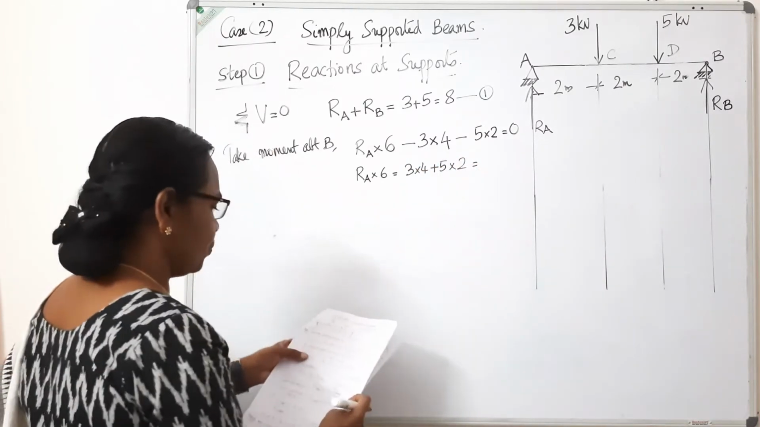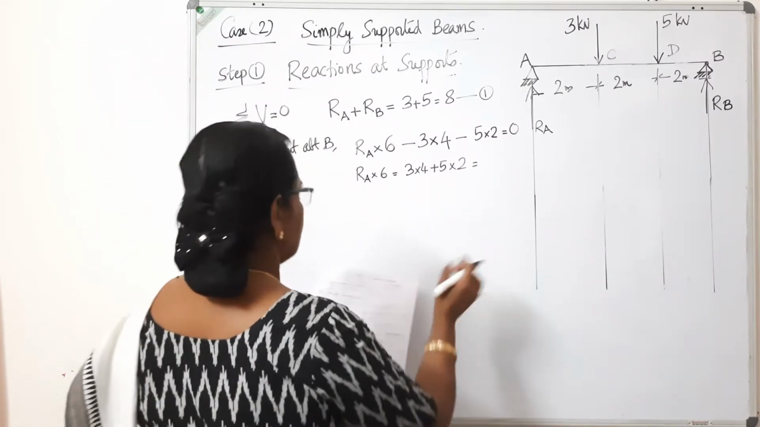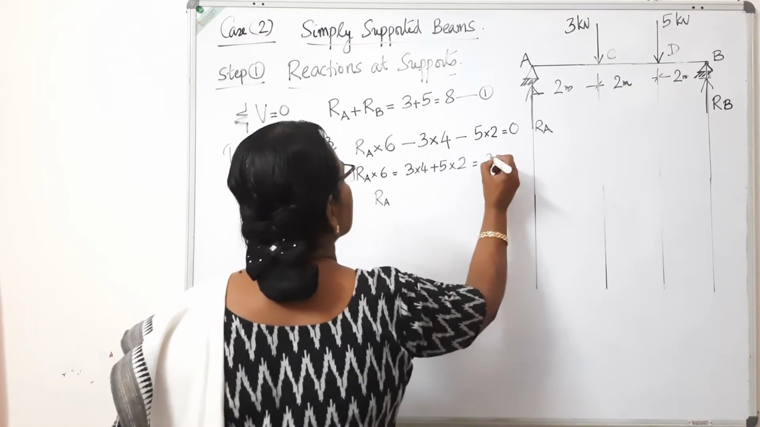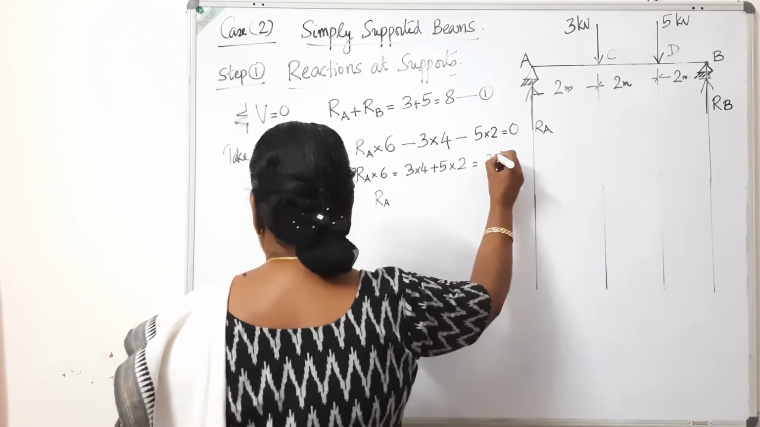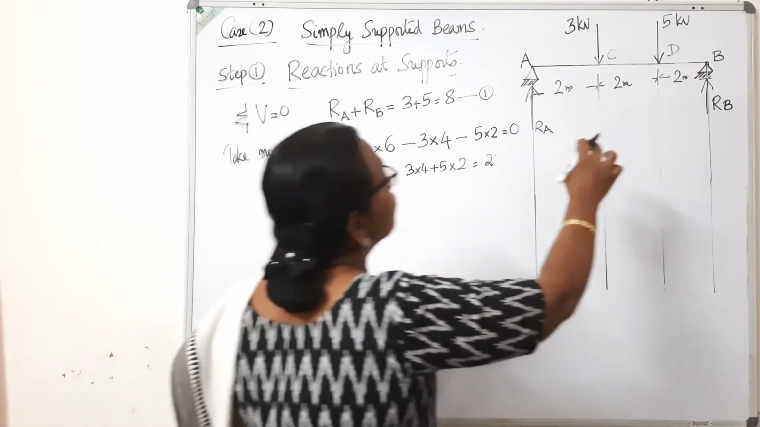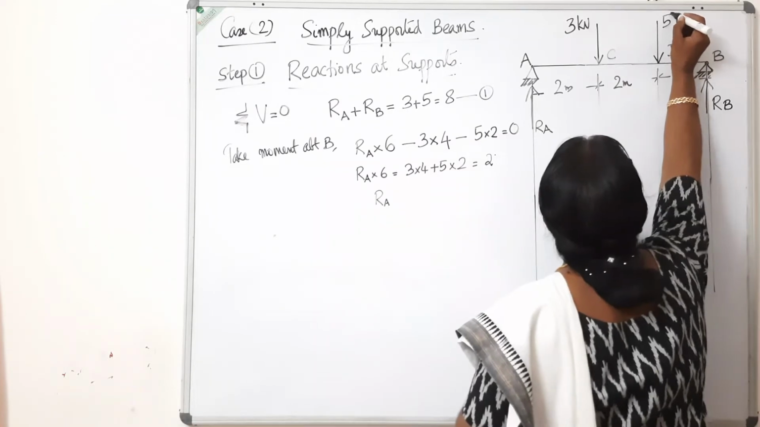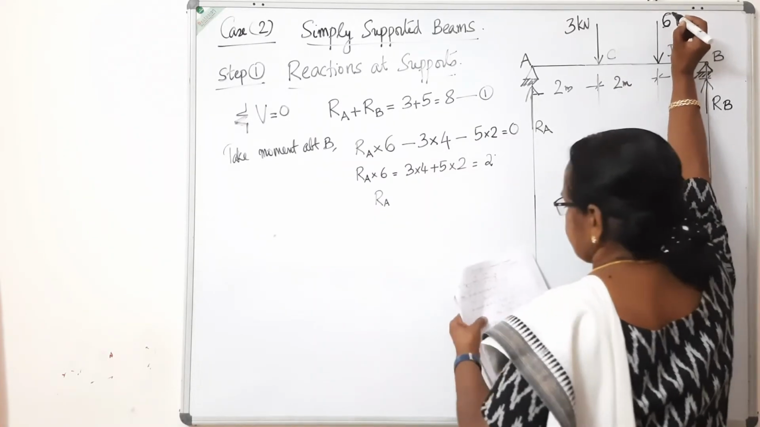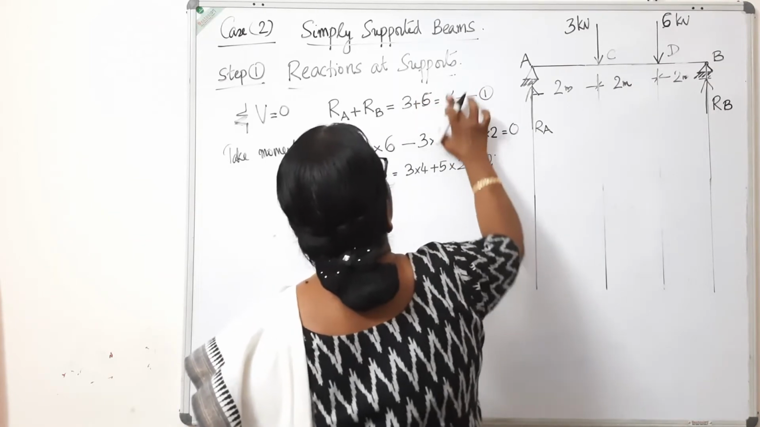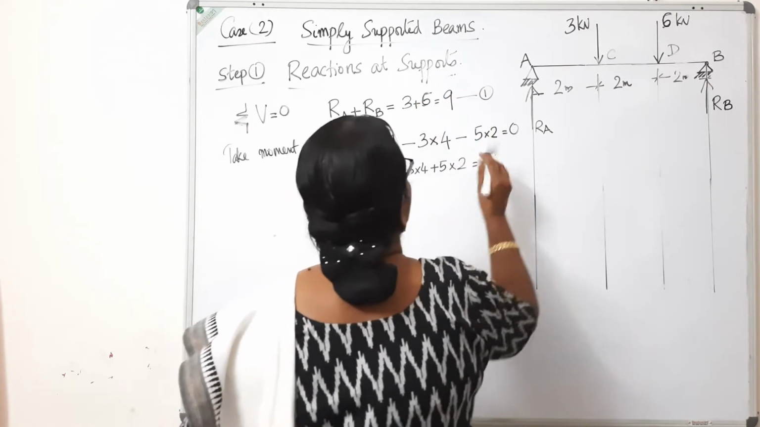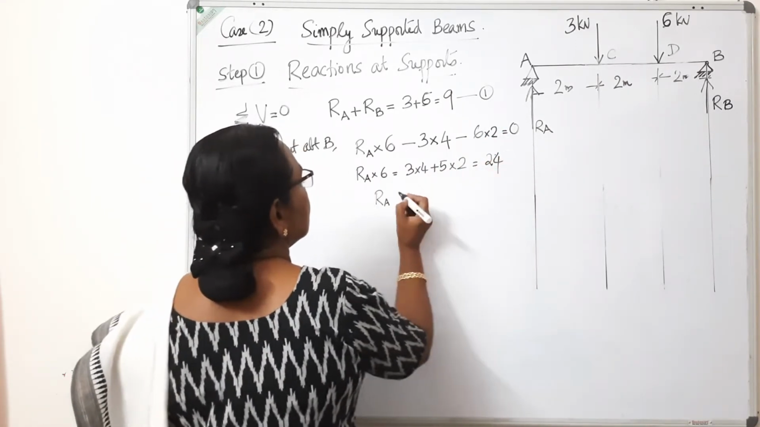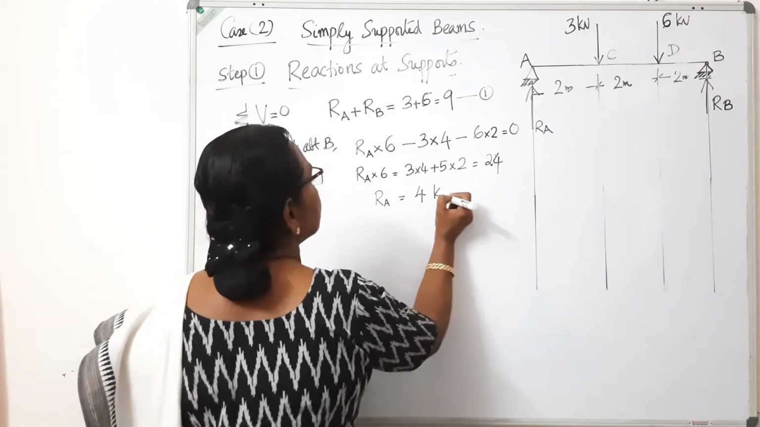It works out to 12 plus 10, 3 into 4. This load is not 5, it is actually 6 in the question, sorry. It is 6. So here it is RA plus RB is equal to 3 plus 6, 9. And it is 6 into 2. So it is 24. RA is equal to 4 kilonewton.